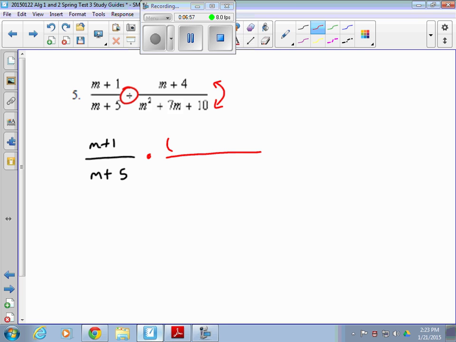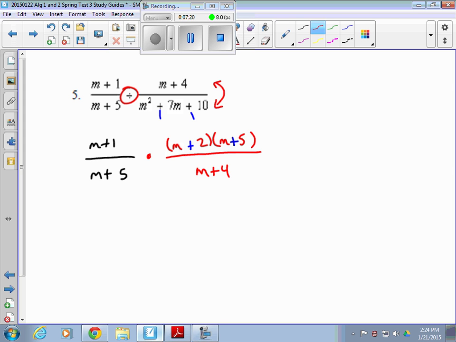So that trinomial m squared plus 7m plus 10, we're going to make it into two binomials, m times m. Your factors of 10 are 1 and 10, and 2 and 5. That's what we need to use, 2 and 5 to get to 7. This says same sign. This says both plus. Plus 2, plus 5. On the bottom, we'll bring down what they have on the top, m plus 4.